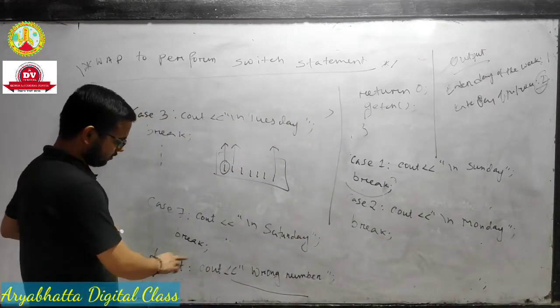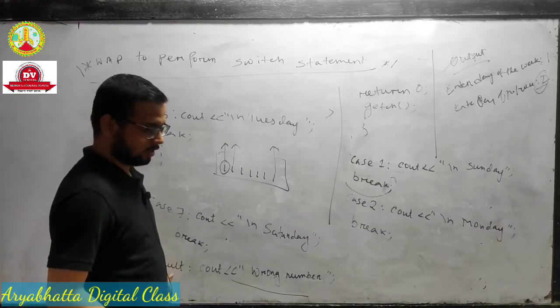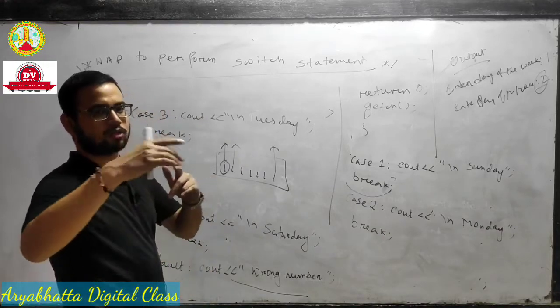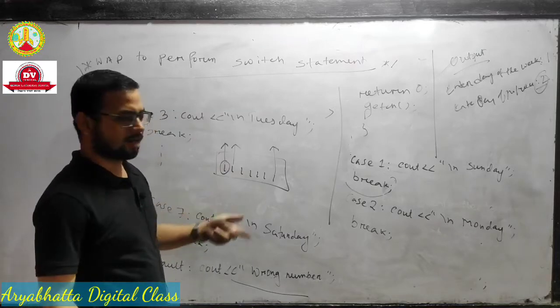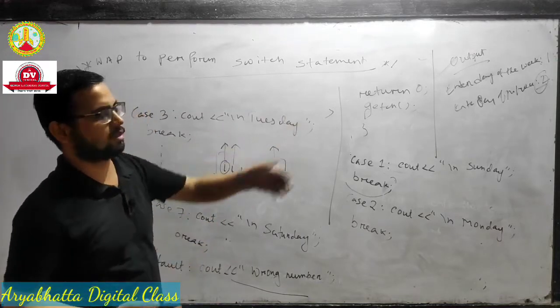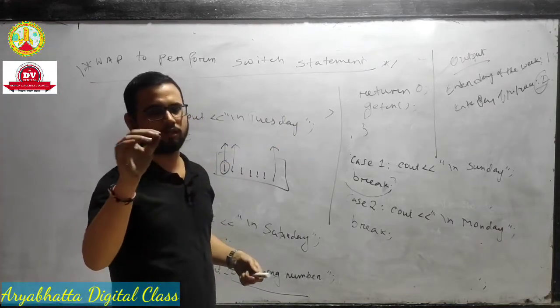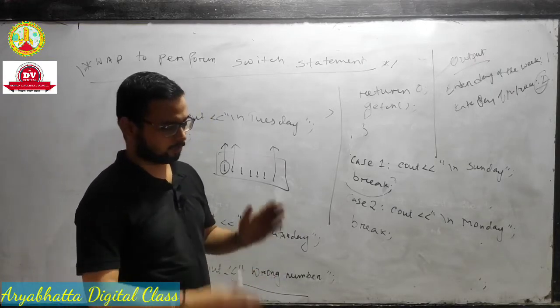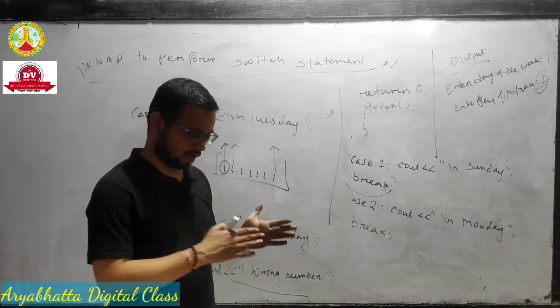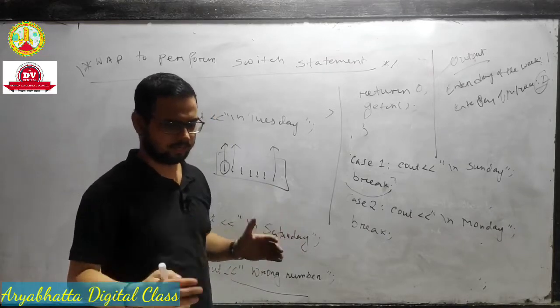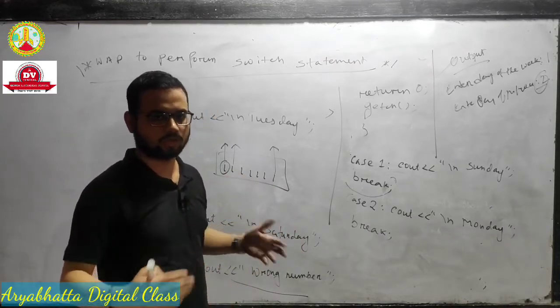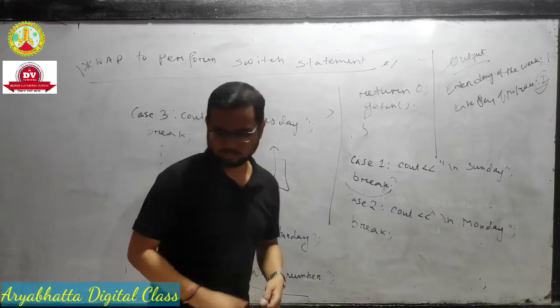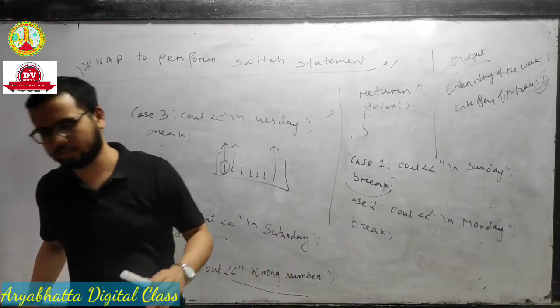And default is for anything other than 1 to 7. Suppose you enter the day of the week as 8 or 9, then your output will be a wrong number. Your output should be between 1 to 7, because a week always has 7 days, we all know. This is the simple program of the switch statement. If you have any doubt, you can ask.